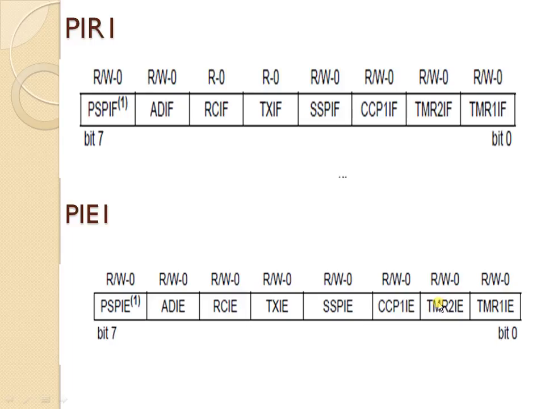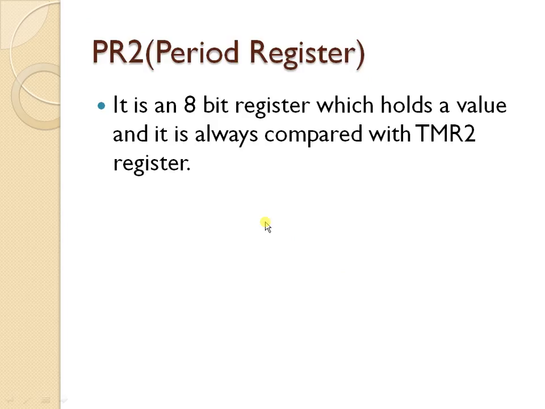So when this timer 2 interrupt is generated, when timer 2 equals the PR2 value. And the interrupt flag will give you the status of the interrupt. As I told you, it is a period register. Now it's an 8-bit register. Always this register is compared with the timer 2 register.